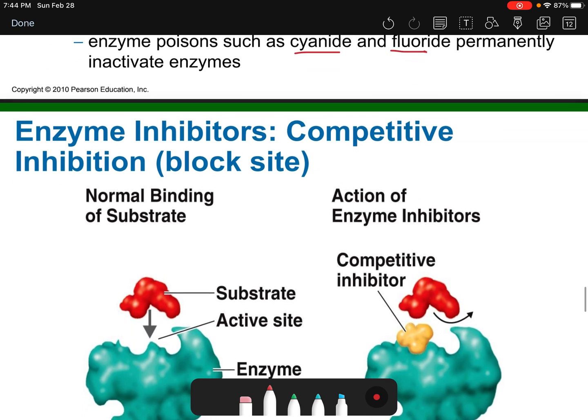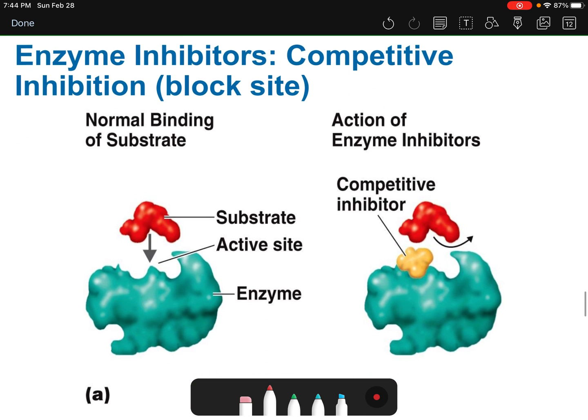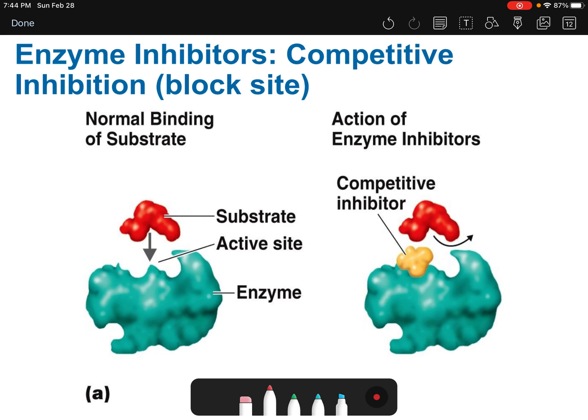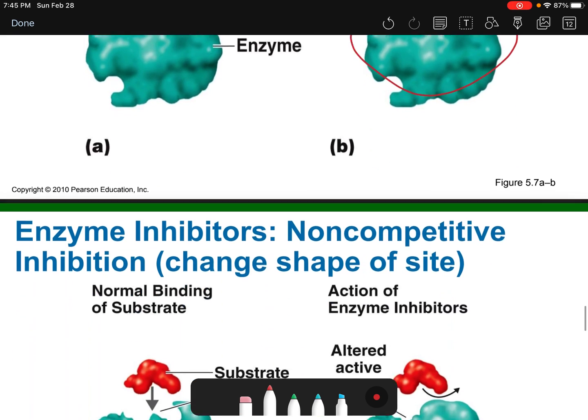So let's take a look at what this looks like. For competitive inhibition, here's the substrate. It has a very specific shape, and it hooks onto this active site. If we have an inhibitor come along and block the site, now look, this cannot fit in there because this portion of it will not be able to hook on. So that competitive inhibitor has now stopped this substrate from being able to hook onto this enzyme.